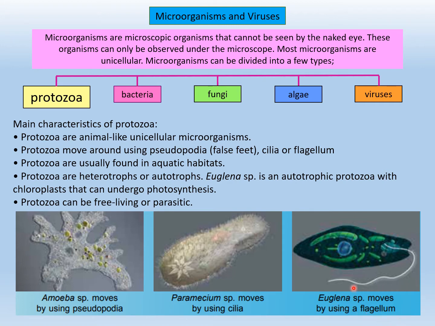This is the flagellum. Protozoa are usually found in aquatic habitats. Protozoa are heterotrophs or autotrophs. Euglena is an autotrophic protozoan with chloroplasts that can undergo photosynthesis. Protozoa can be freely living or parasitic.